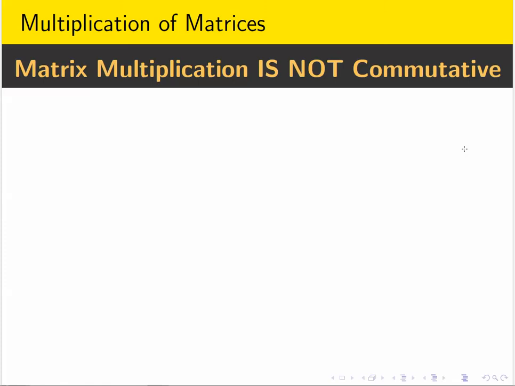In this video, we're going to look at a couple of properties of matrix multiplication. One property that matrix multiplication does have, and another property that it does not have. We're actually going to start with the one it does not have.